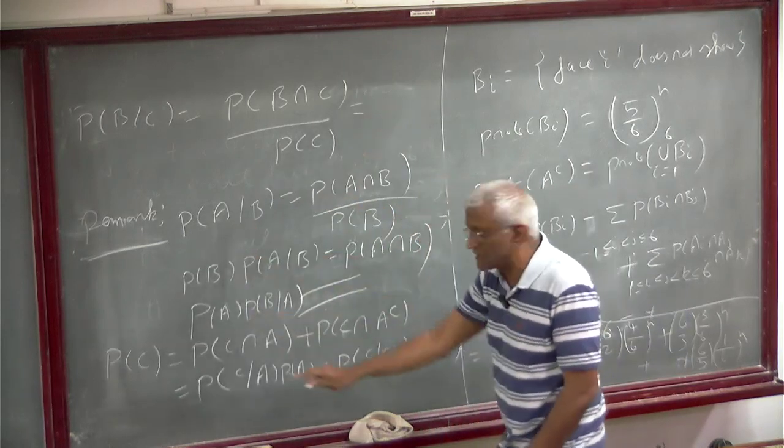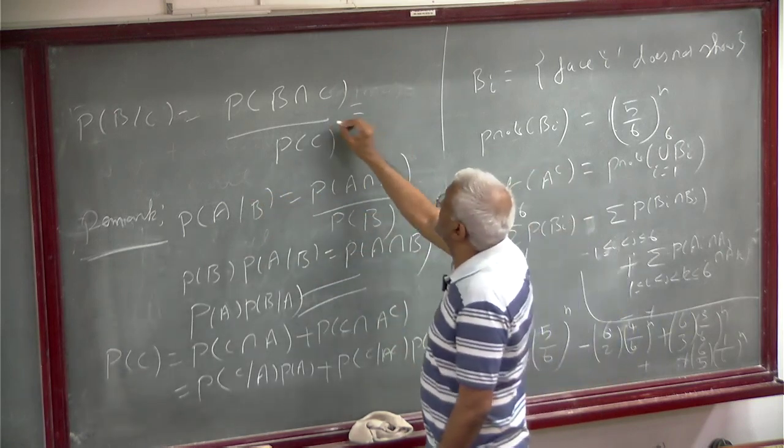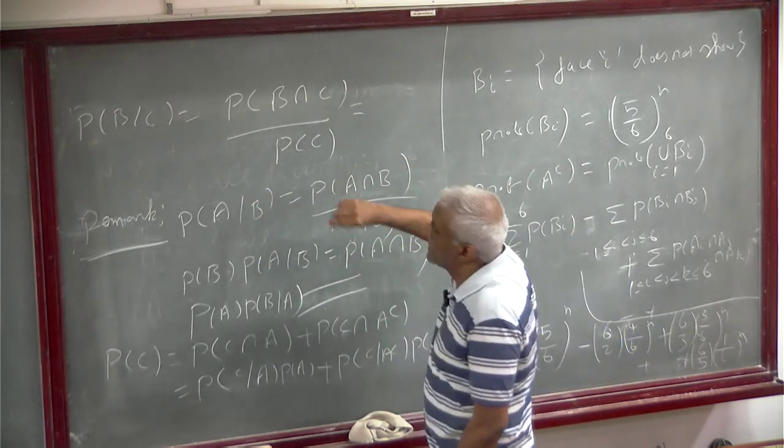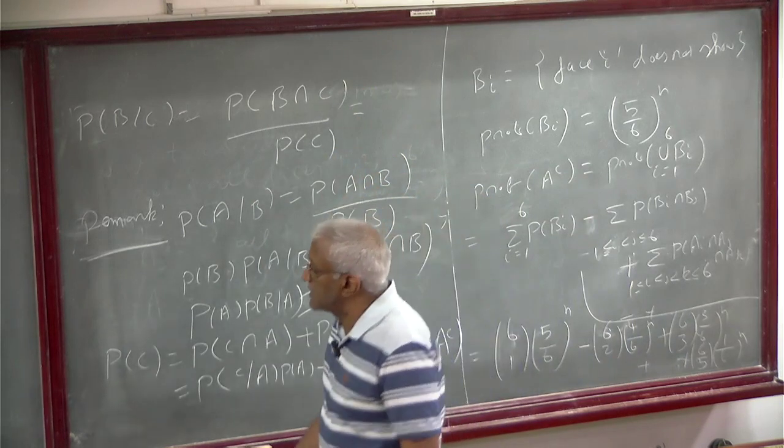Here A and B are general sets. This has nothing to do with this example. In this example, this will be P of B intersection C.